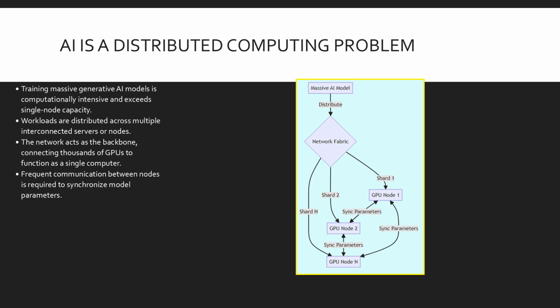A massive AI model is split into shards and distributed across multiple GPU nodes, 1, 2, and N, via the network fabric. The arrows between the nodes represent the constant synchronization of parameters required during training. This shows that the nodes are not independent. They are tightly coupled and rely heavily on the network to stay in sync.